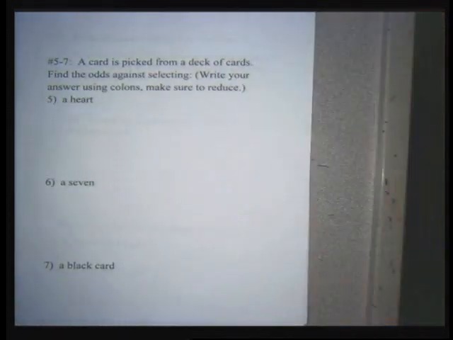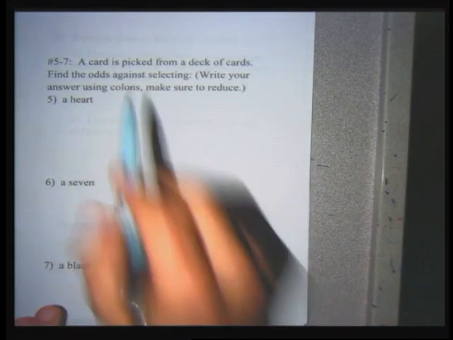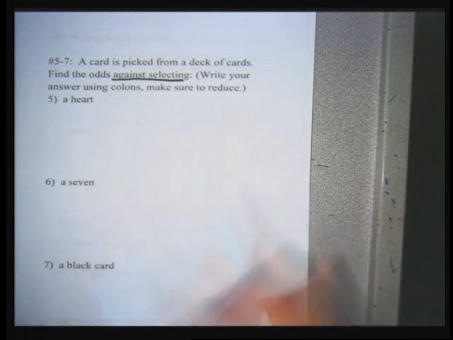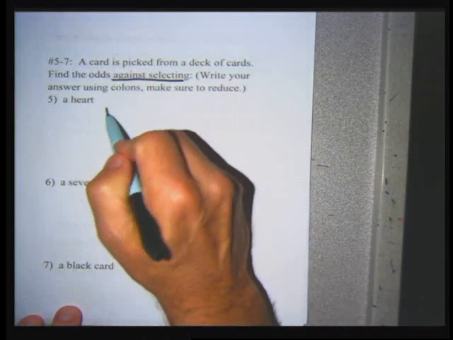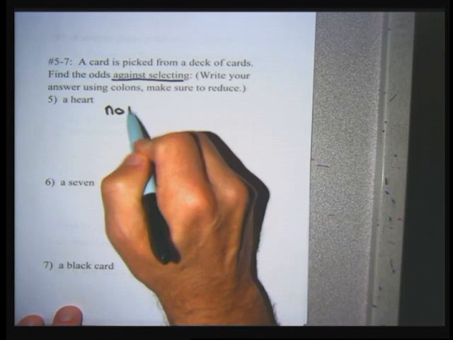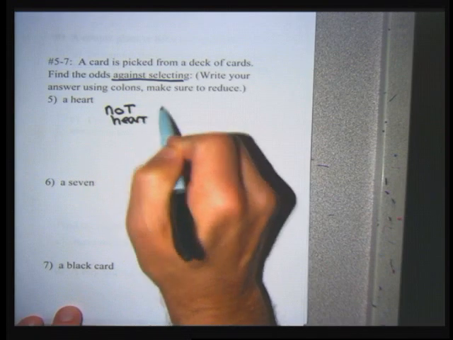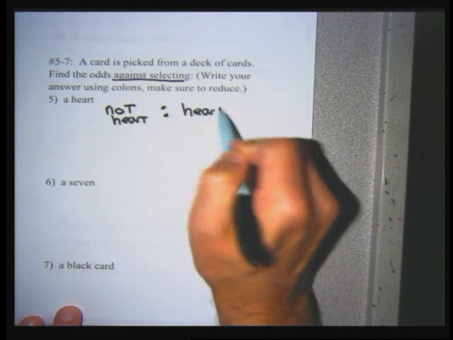All right, a little bit harder to do odds with cards. Each one of these from 5 to 7 wants me to do odds against. So I'm going to have the not that card and then the that card. For 5, I have to break up a deck of cards into those that aren't hearts and those that are hearts. The not comes first because it's odds against.